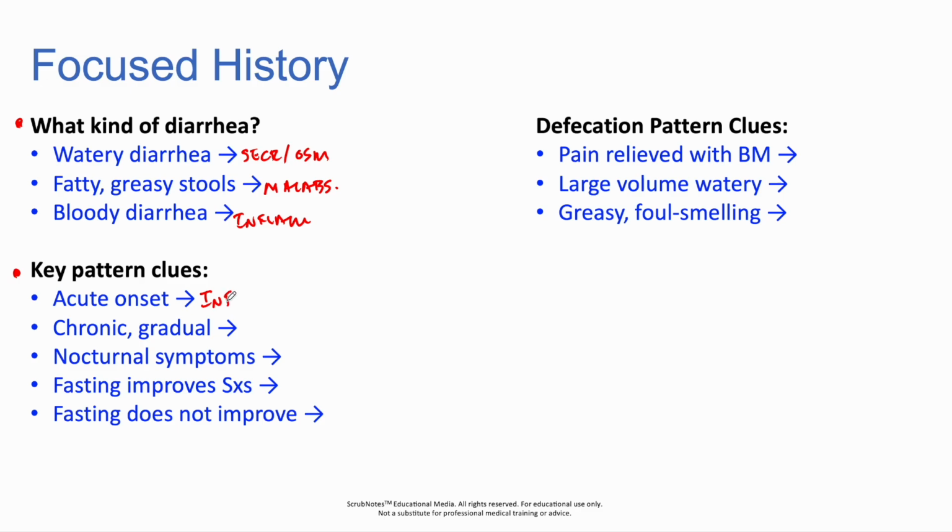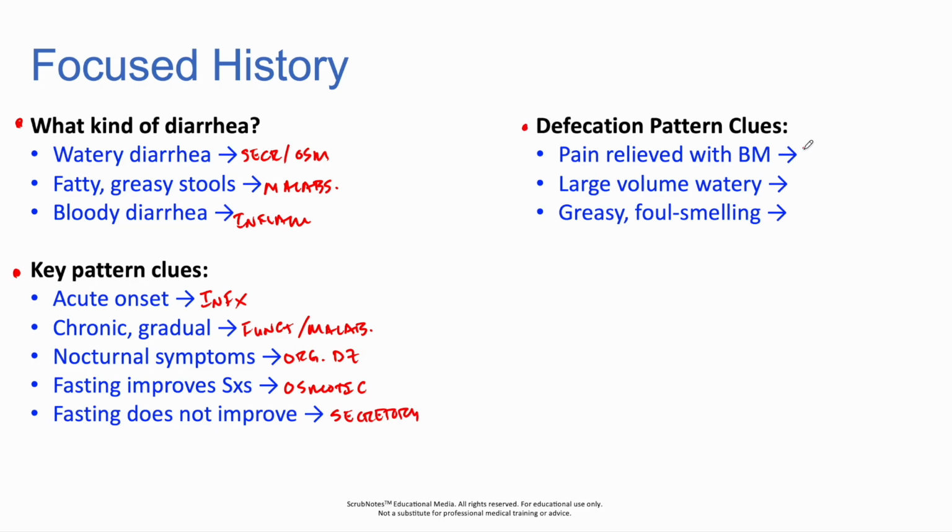We want to look at key pattern clues next. So if there's acute onset, infections are often the culprit. Chronic or gradual onset, maybe more functional or malabsorption. If there are nocturnal symptoms, I'm thinking more of an organic disease. And if fasting improves the symptoms, I'm thinking more of an osmotic issue. If fasting doesn't help, maybe more secretory.